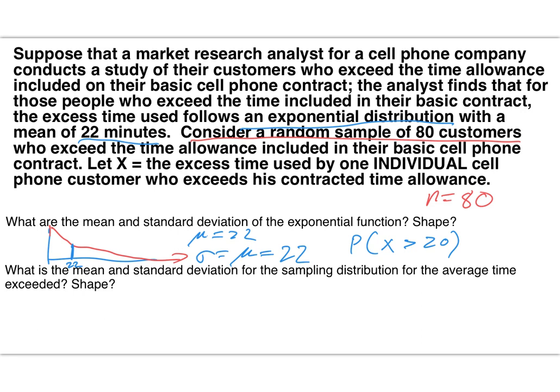So then below, what is the mean and standard deviation of the sampling distribution? The mean of all x bars is equal to the mean of x, which will be 22. The standard deviation of x bars is equal to the standard deviation of x divided by the square root of n, which equals 22 over the square root of 80. And what's the shape?